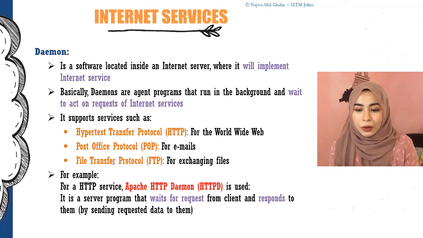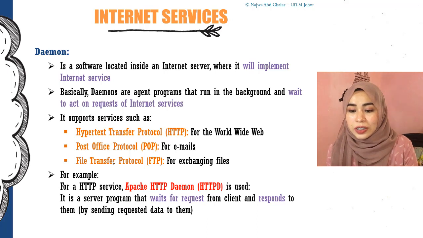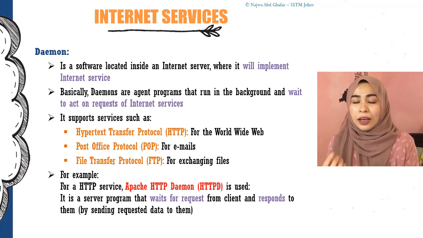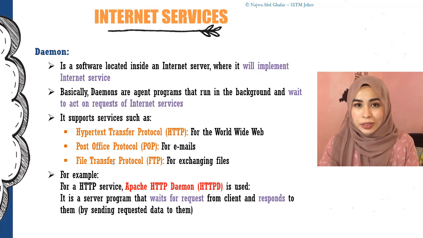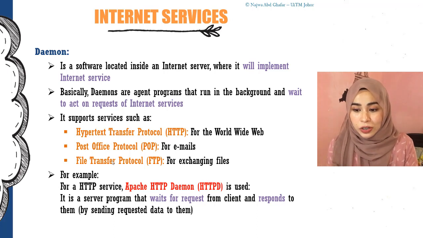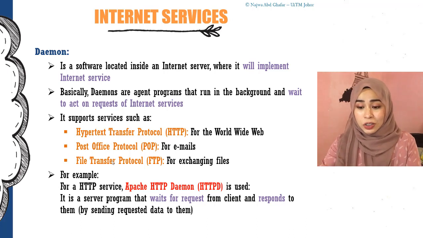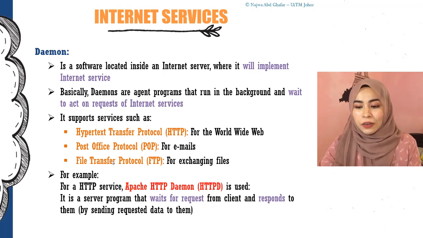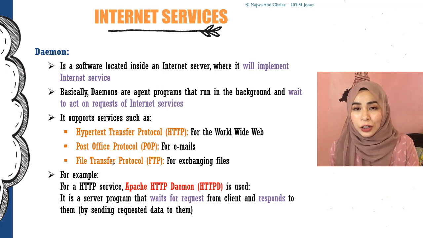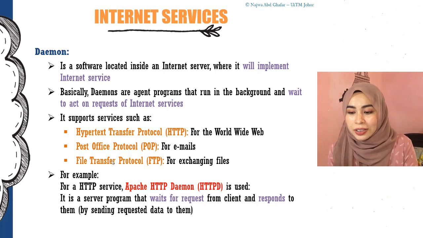So if you take a look here, for example, let's say I use the HTTP service. HTTP service is used to open up websites. HTTP stands for Hypertext Transfer Protocol. This is used to open up websites and web pages. So let's say you want to open up google.com. You're contacting the Google server. Within that Google server, when you're using an HTTP service, an Apache HTTP daemon could be used. So this is one example of a daemon called the Apache HTTP daemon.